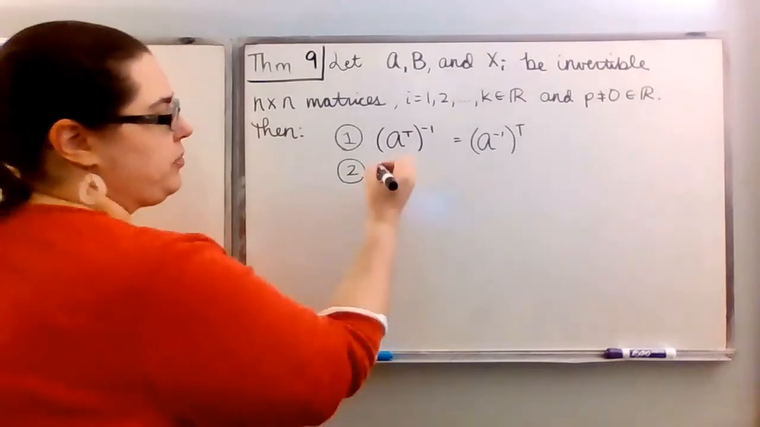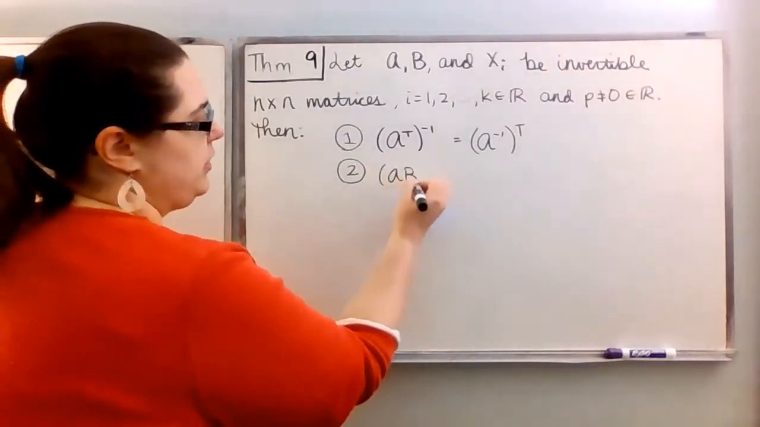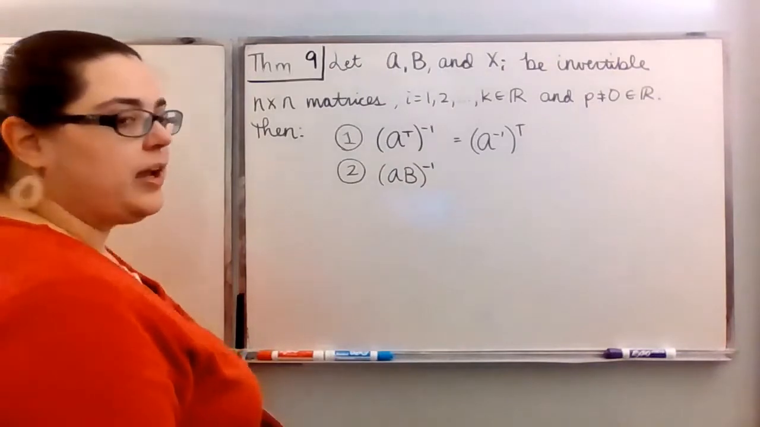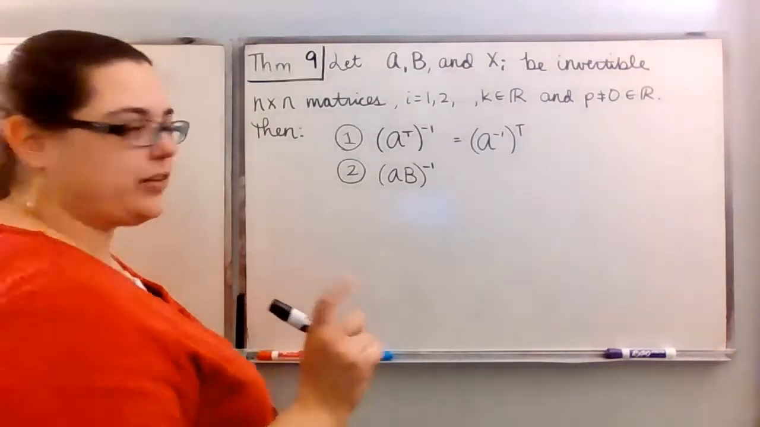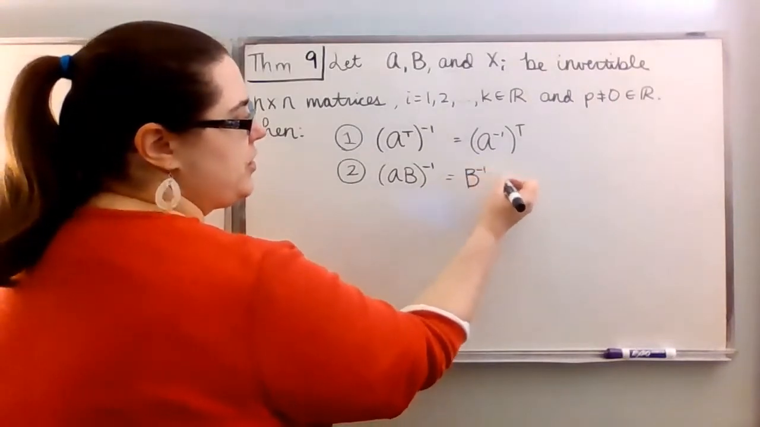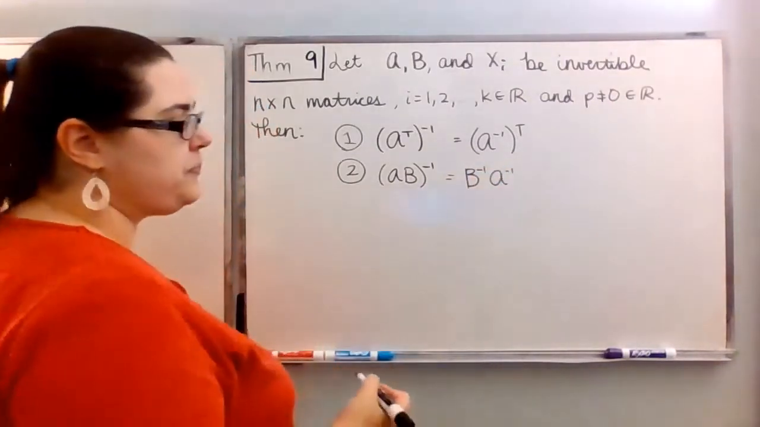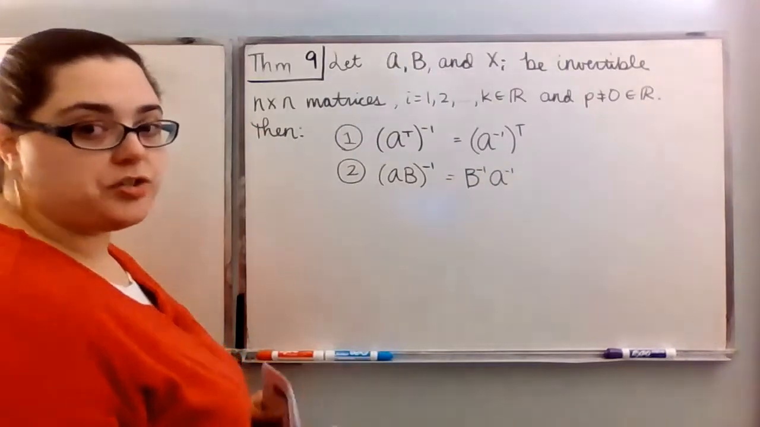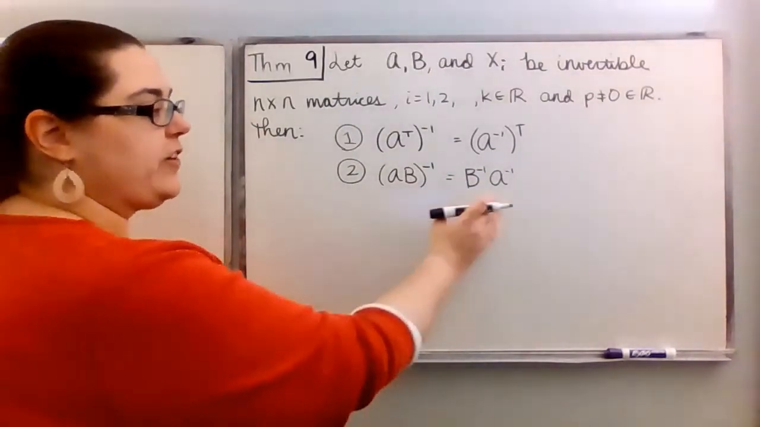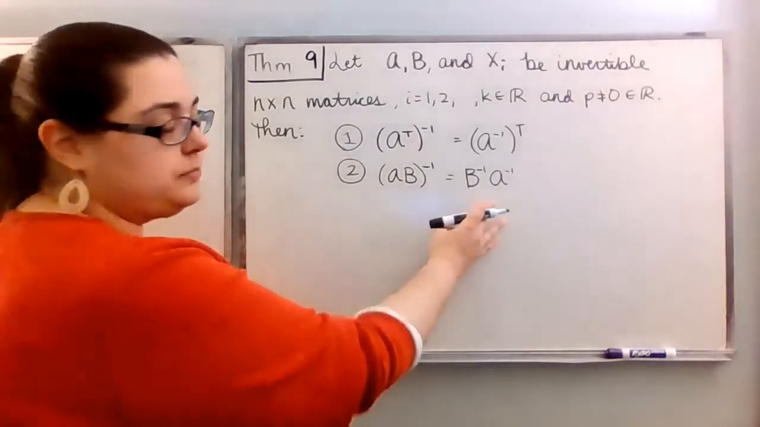Secondly, let's say I have a product, A times B, and I wish to find the inverse of that product. I can do so, but carefully, because this is going to equal B inverse A inverse. So just like we had to change the order when we transposed a product, we have to change the order when we find the inverse of a product as well.